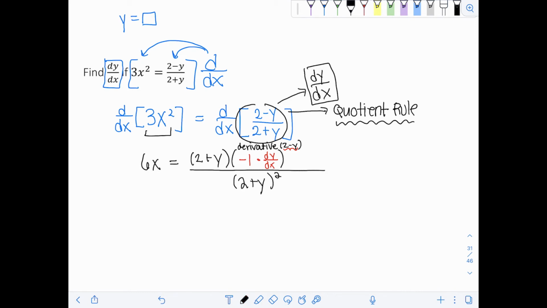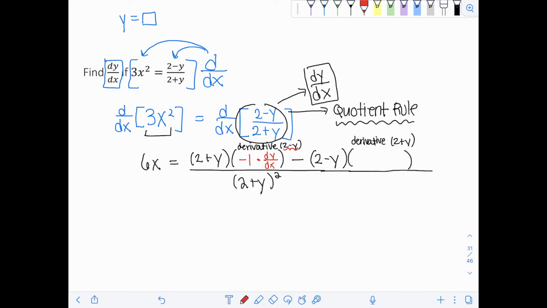And now let me keep going. I'm going to continue to use the quotient rule. Minus, now we can write the numerator. I'm not taking a derivative, so I don't need the dy dx. I'm just exactly writing what was in the numerator, not making any changes. Multiplied by the derivative of the denominator. So let me write that in here. So the derivative of 2 plus y.